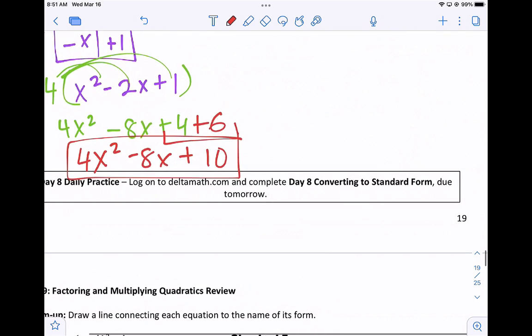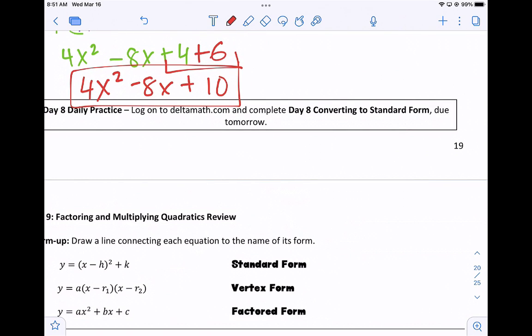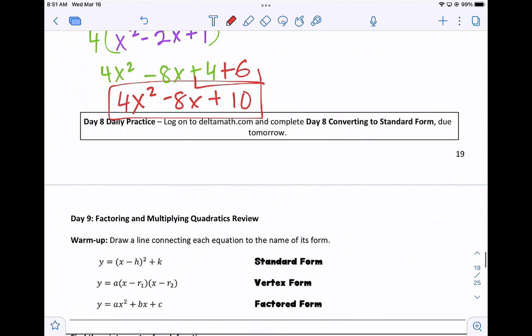So your assignment today will be practicing converting this to standard form, and then we're going to review all of these topics when we come back to class.